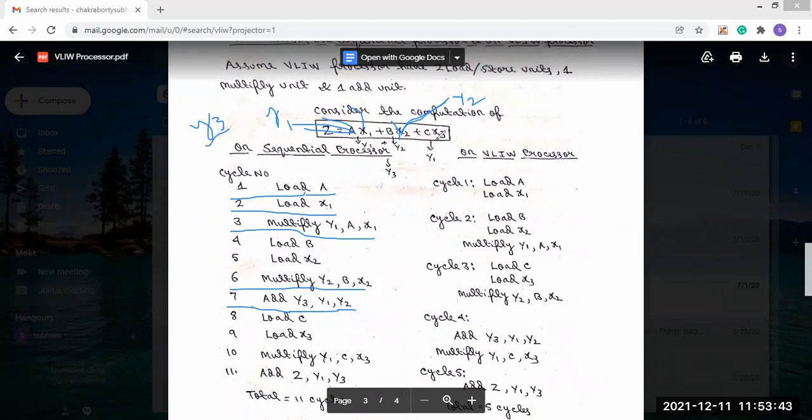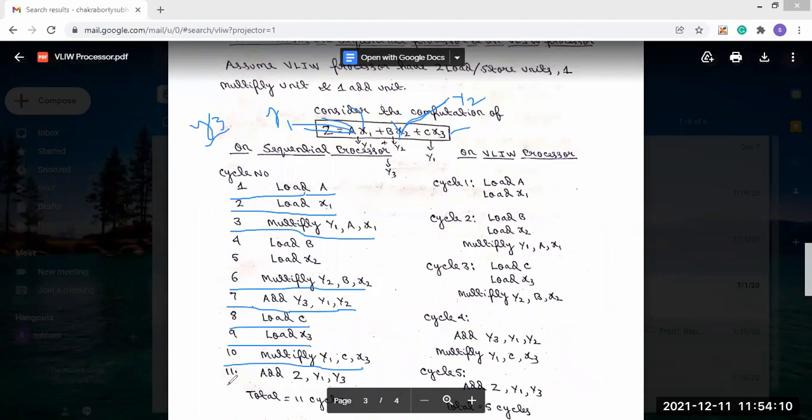After that, in the 8th clock cycle we will load C. Then in the 9th clock cycle we will load X3. Then after loading that, in the 10th clock cycle, we multiply these two values and store the result into Y1 again.